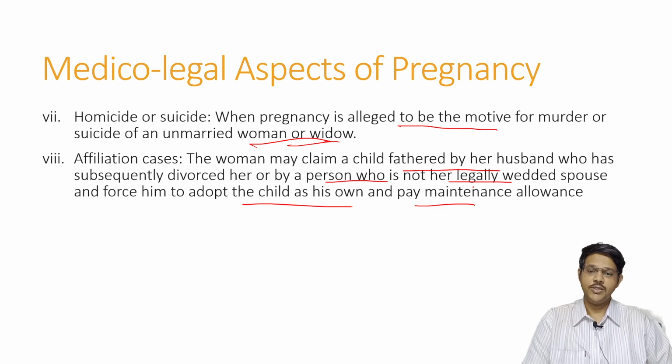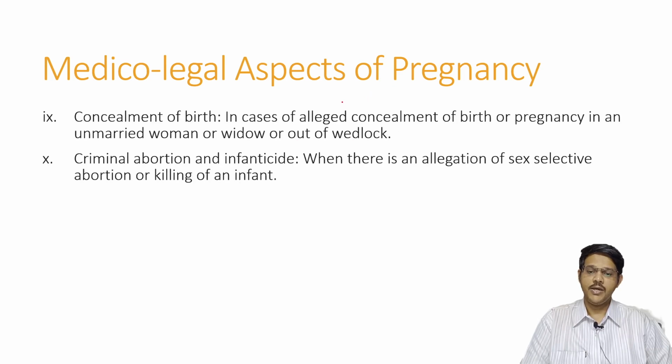In these cases, if she has not married one person, she may claim that the child is of that person and may try to get compensation money from him. Again, in these cases, eliciting the signs of pregnancy becomes important. Concealment of birth: in case of alleged concealment of birth or pregnancy in an unmarried woman or widow, or out of wedlock, again, signs of pregnancy have to be elicited.